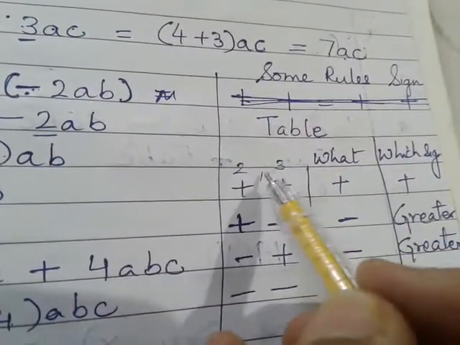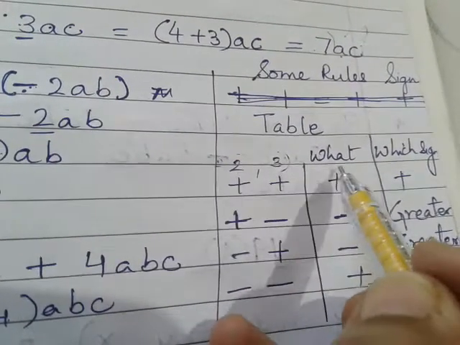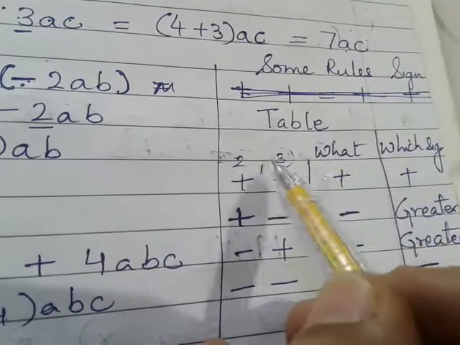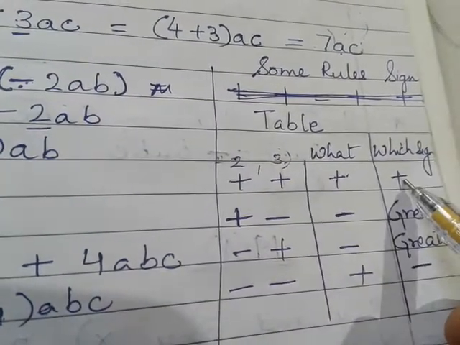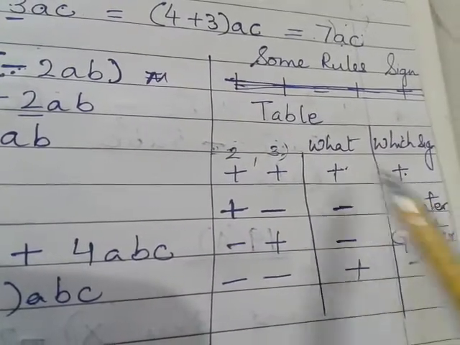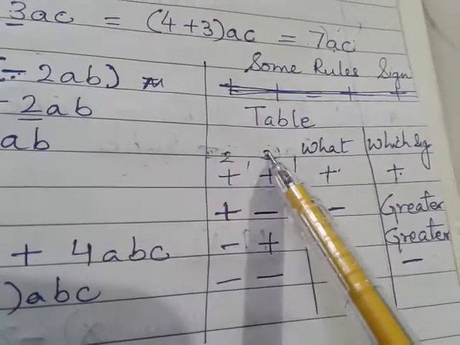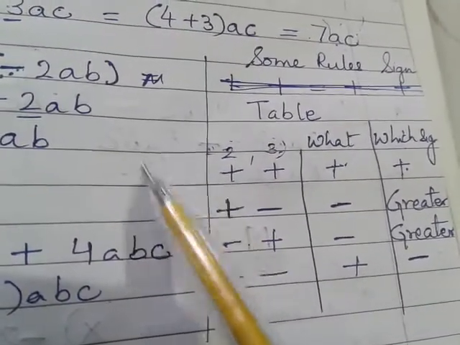What you have to do, because both are positive, plus 2 and plus 3. What should I do? I should add them. 2 plus 3 is 5. Which sign should I put? I should put the plus sign. So it will be plus 5. When I write 2 plus 3 is 5, it will be only plus 5, and plus 5 I can write as only 5.